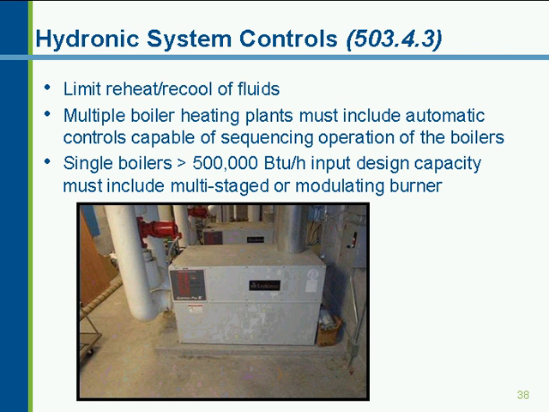There are a number of hydronic system controls. There are limits to the reheating and recooling of fluids. There's requirements for multiple boiler plants to include automatic controls that sequence the operation of the boilers. And if you've got a large single boiler plant greater than 500,000 BTUs per hour, you must include either a multi-staged or modulating burner.